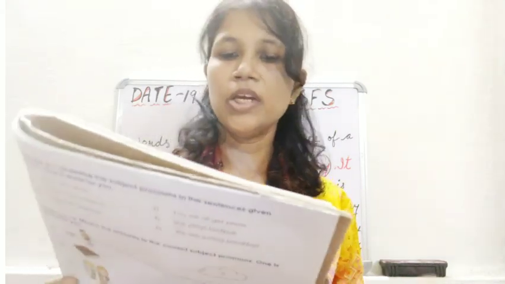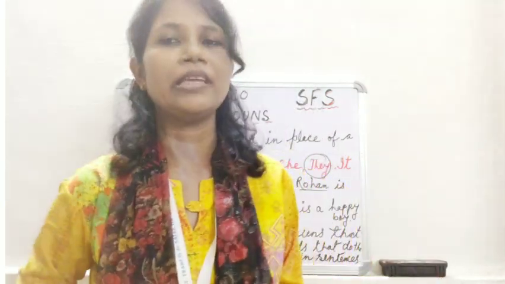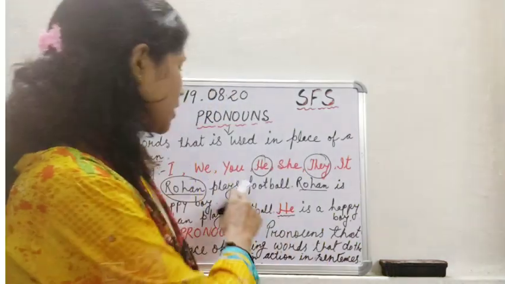The next one is he. It refers to a boy, man or any male animal. She, a girl, woman or female animal. The next one is they. While talking about a group of people, that means many people, they. And then lastly, it. It can be an animal or non-living thing, as I have already discussed here.